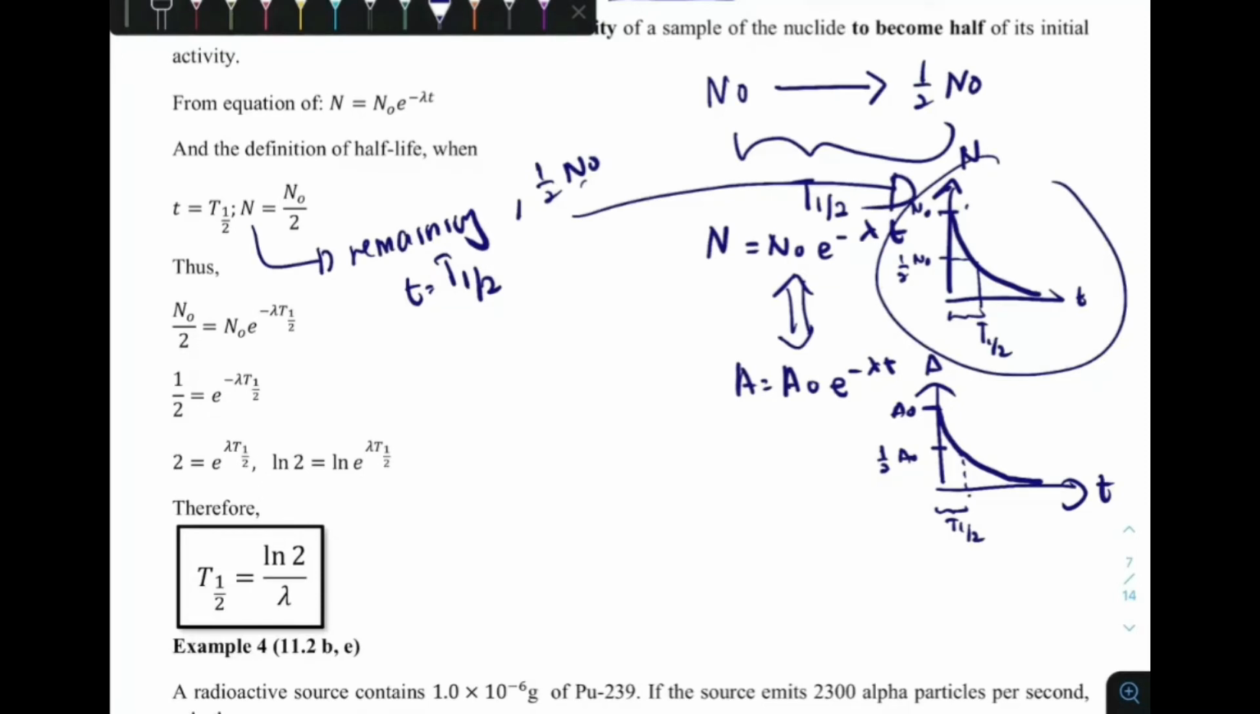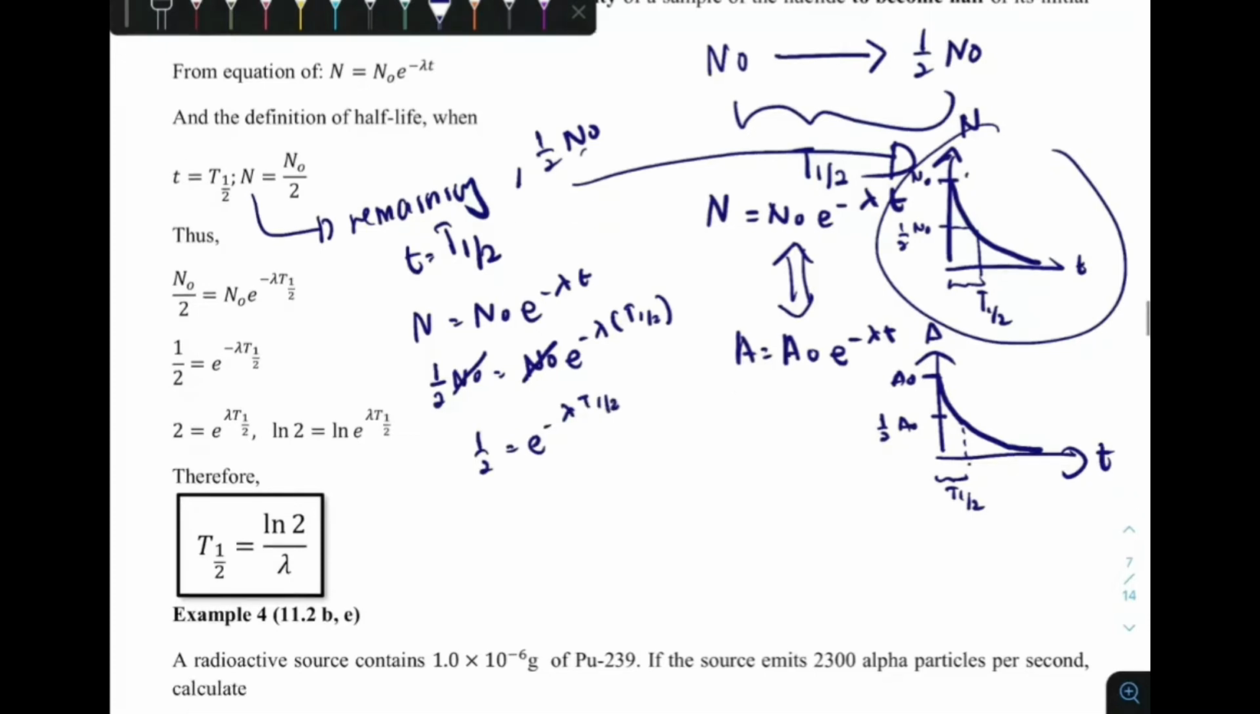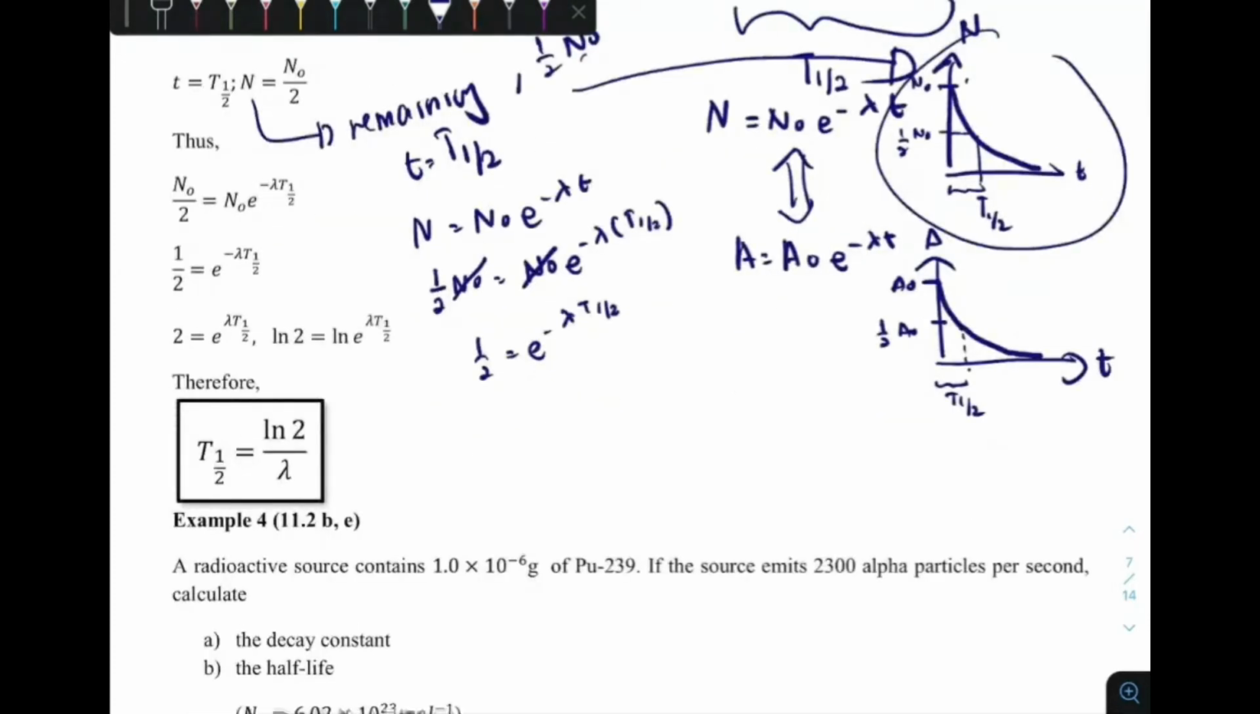Therefore, equation kita N is equals to N0 eksponen negatif lambda T ini, apa yang remaining adalah half of your N0. Initial takkan berubah, tetap N0 eksponen negatif lambda. Masa yang diambil adalah half-life kita, whatever the half-life is lah. Okay, so what you can do is you can simplify, N0 boleh cancel, so tinggal half dekat sini, eksponen negatif lambda T half-life.